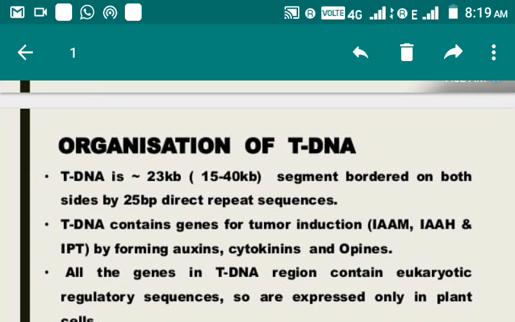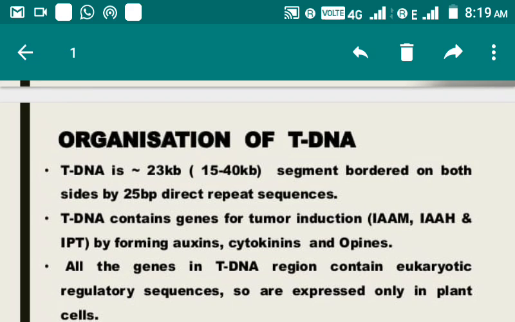All the genes in the tDNA region contain eukaryotic regulatory sequences, so they are expressed only in plant cells. Students, please keep in your mind that these regions contain all those regulatory sequences which are responsible for the expression of these genes in eukaryotes. As you all know, Agrobacterium is a prokaryote, but it has all that machinery which makes it able to express eukaryotic genes. Okay, so this is all about the organization.